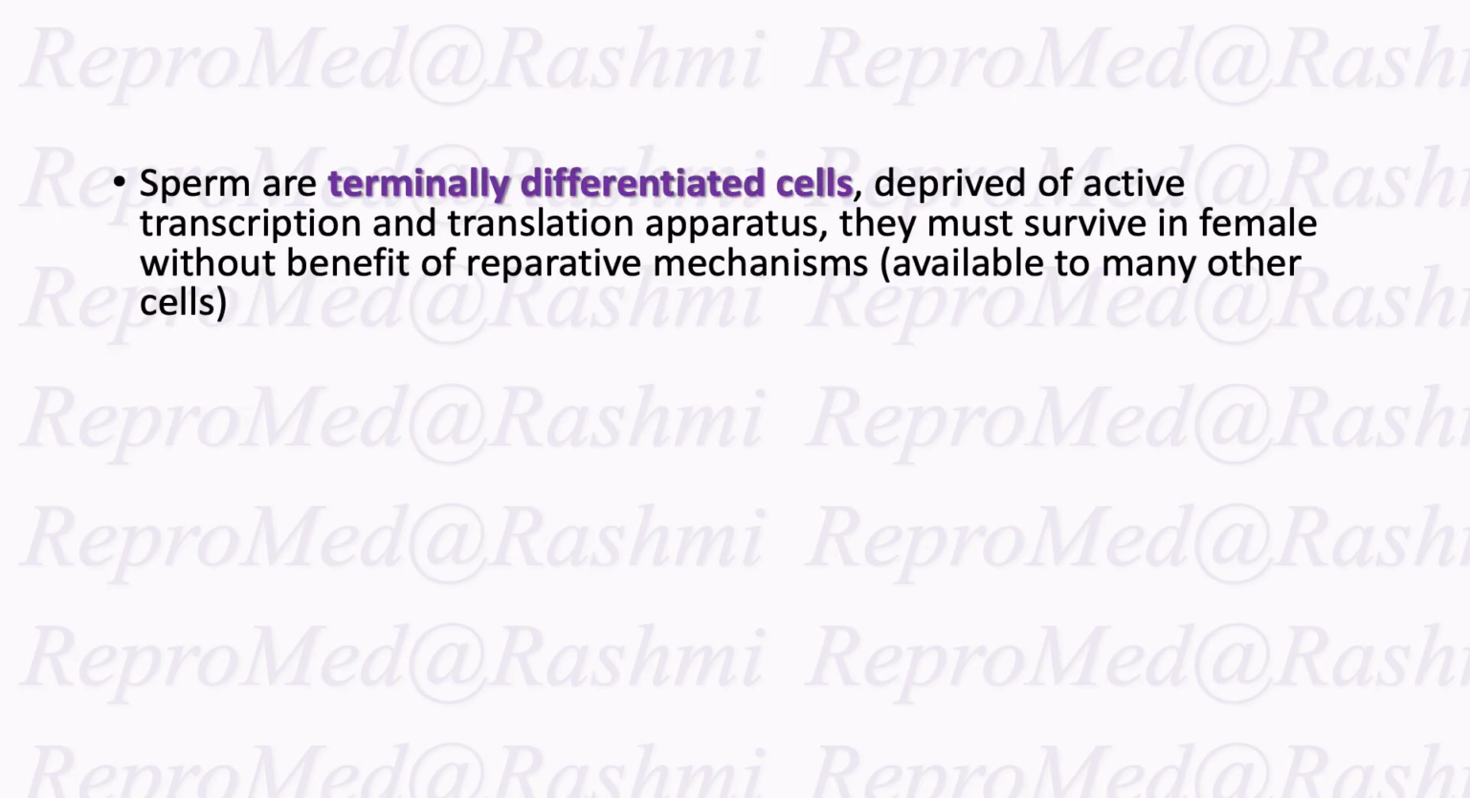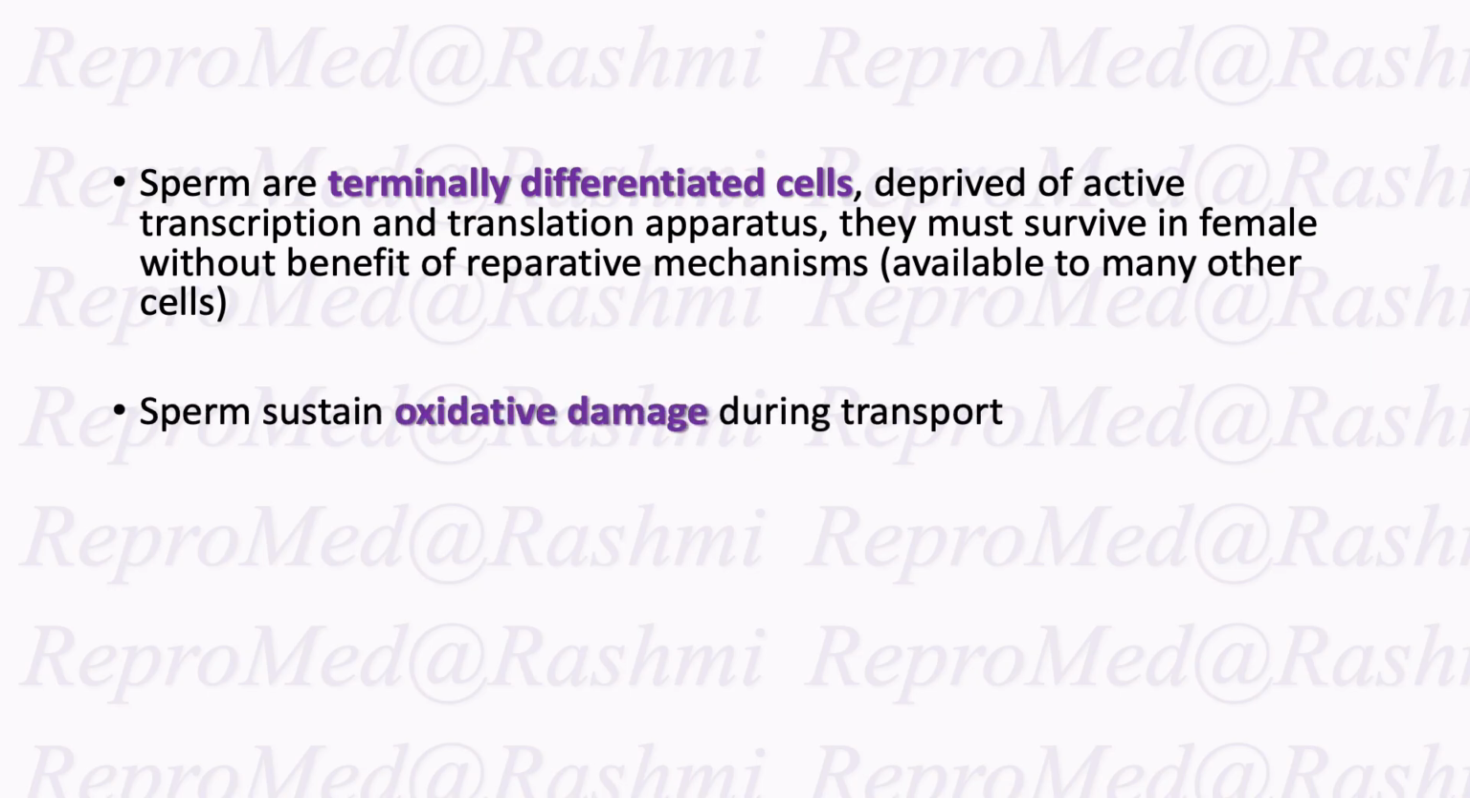Sperms are terminally differentiated cells. They are deprived of active transcription and translation apparatus. They must survive in the female without the benefit of reparative mechanisms, which are available to many other cells. What is meant by terminally differentiated cells? That is, they do not have any reparative mechanism. In case any damage happens to the sperm, it cannot autocorrect it. That is the meaning of terminally differentiated cells.